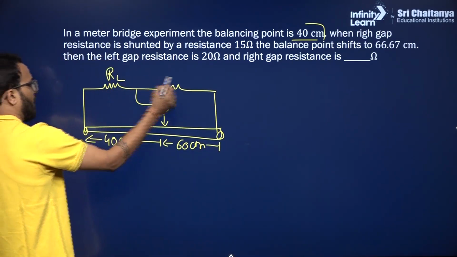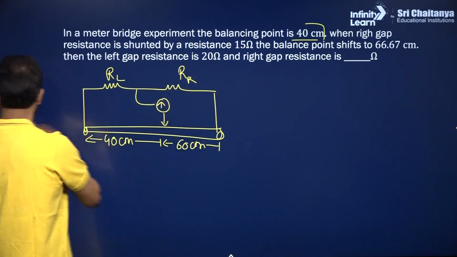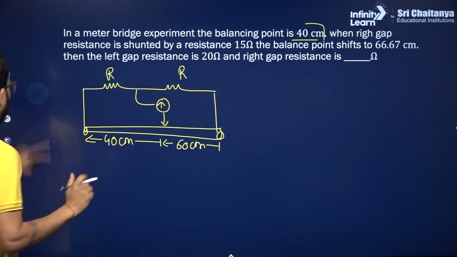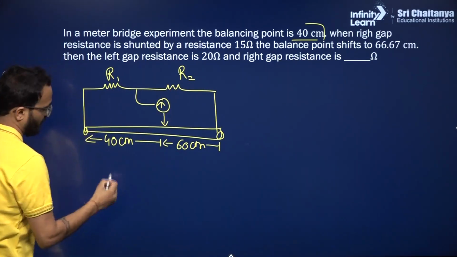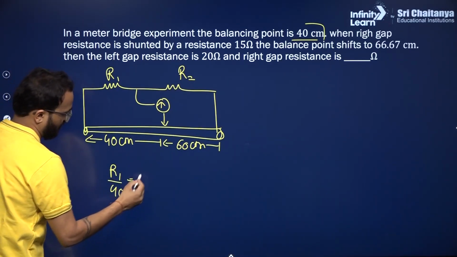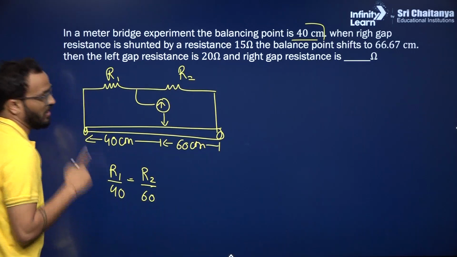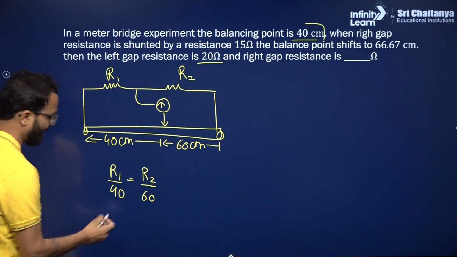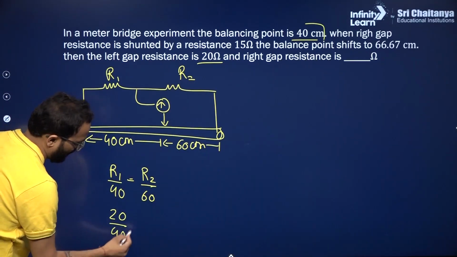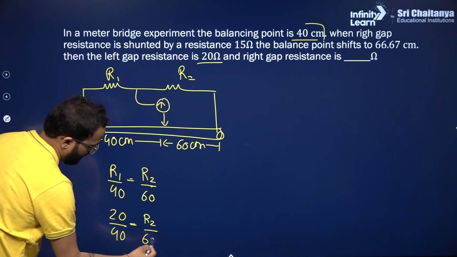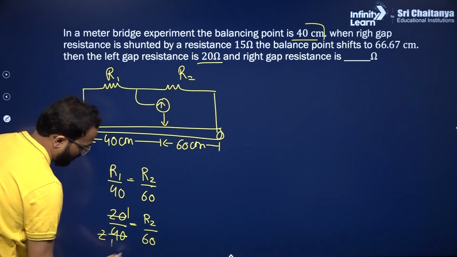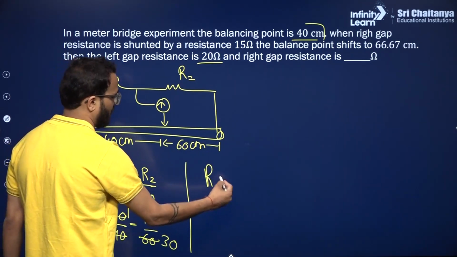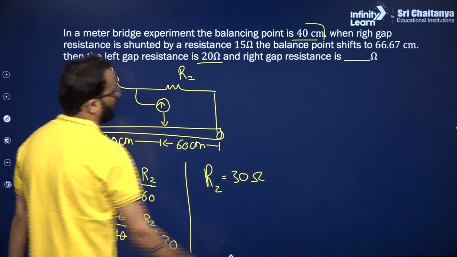Let's say R1, R2. So R1 by 40 is equal to R2 by 60. What is R1 given? They have given in the last line, it is 20 ohms, and they are asking R2. So 20 by 40 is equal to R2 by 60. 1 za, 2 za, 1 za, 30. So what is R2? 30 ohms. What is the answer? 30 ohms.